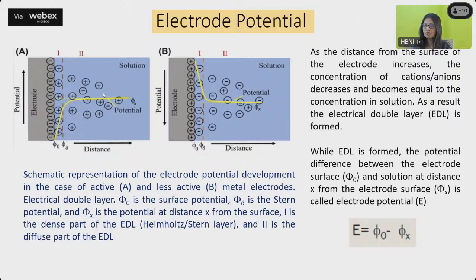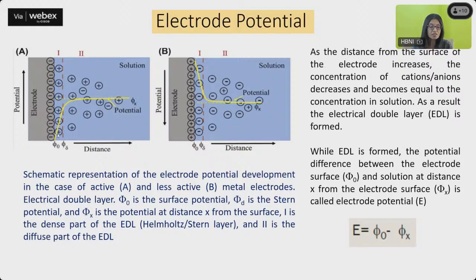As the distance from the surface of the electrode increases, the concentration of the cations or anions decreases, and it gradually becomes equal to the concentration of the solution. As a result, the electrical double layer is formed. Over here, as you can see, you have an electrical double layer. Why? Because over here you have a concentrated negative charge, and so from the solution, all the positive charge is going and accumulating over here.